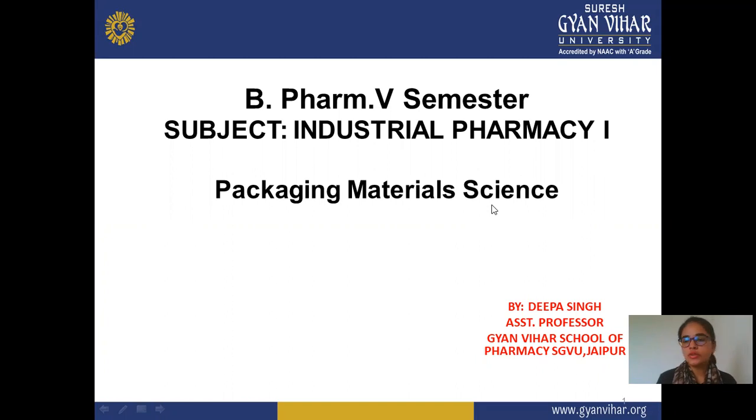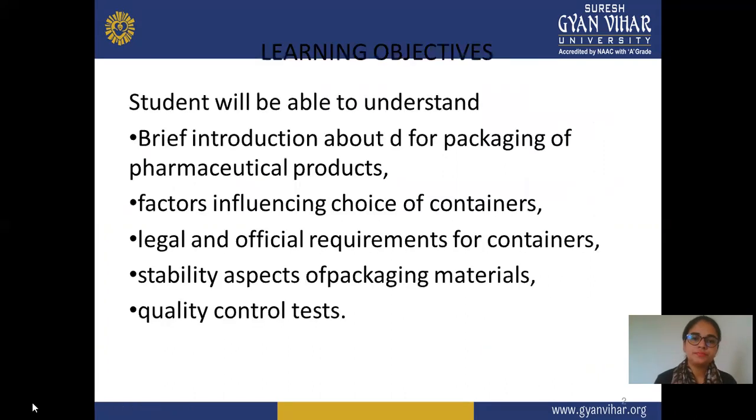Before starting the continuation of this topic, you should know about some learning objectives. First, a brief introduction to packaging of pharmaceutical products, meaning how you pack your pharmaceutical product, and different packaging materials according to type. In the previous lecture, we already covered how you pack your pharmaceutical product depending on classification, one classification according to physical form or other conditions. Next is factors influencing choice of container: which factors are responsible for affecting the selection of a particular container. This topic we already covered in the previous lecture.